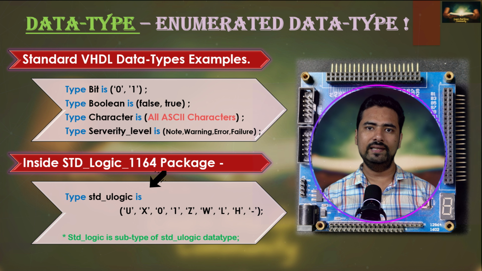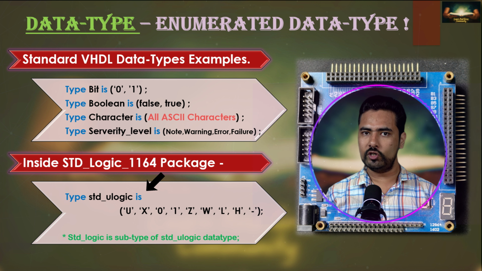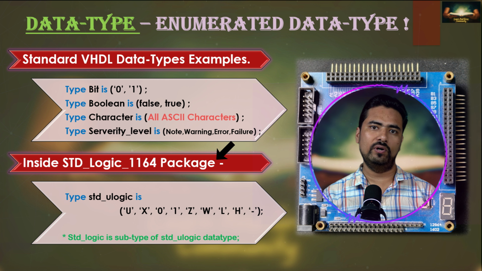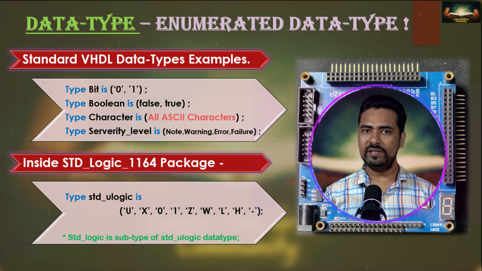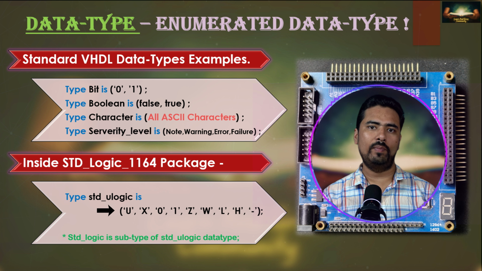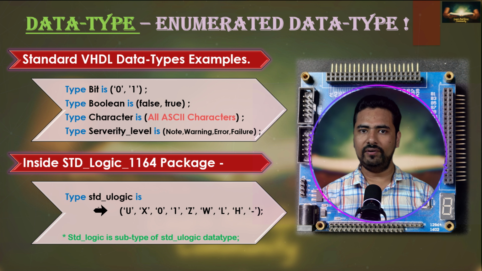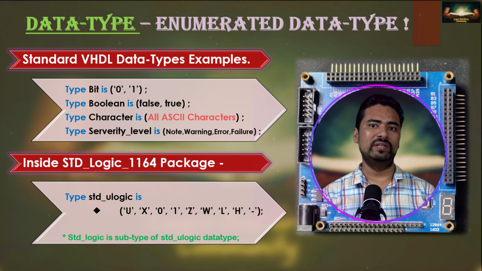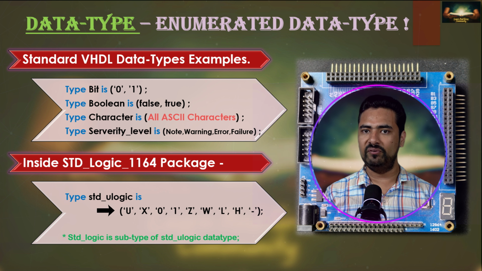Now just quickly see std_logic and std_ulogic data type, which are defined inside the std_logic_1164 package. So you will see that type std_ulogic is then U, comma X, comma 0, comma 1, comma Z, comma W, then L, comma H, comma dash, semicolon. Note that all the values are written inside the single quotes. We already talked about these states and enumeration in our previous videos.